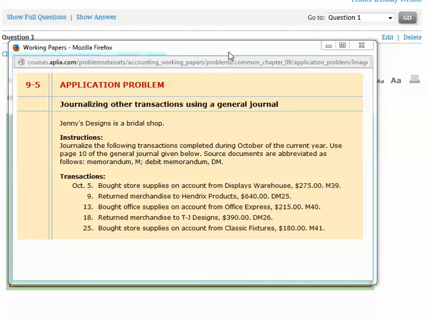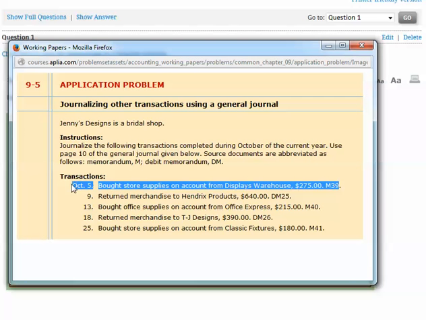The general journal is exactly the same as what we've done before. The difference is the source documents: memorandums and debit memorandums are used as your source document. That's your indicator that it doesn't go anywhere else besides the general journal. A purchase invoice goes into the purchases journal, a check number into the cash payments journal, cash receipts into the cash receipts journal, which we'll talk about later, and sales invoices into the sales journal. If it doesn't have those, it's more than likely going into the general journal.